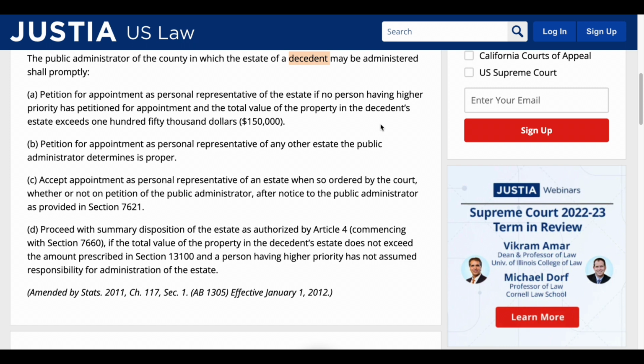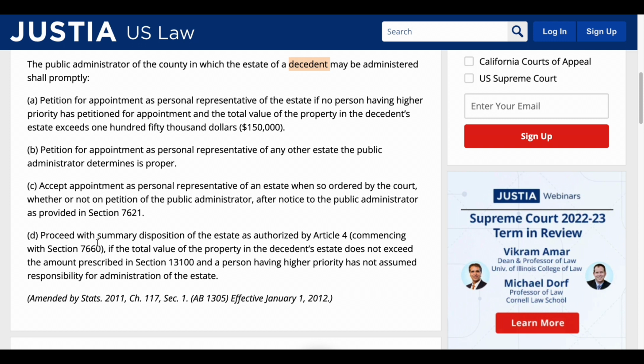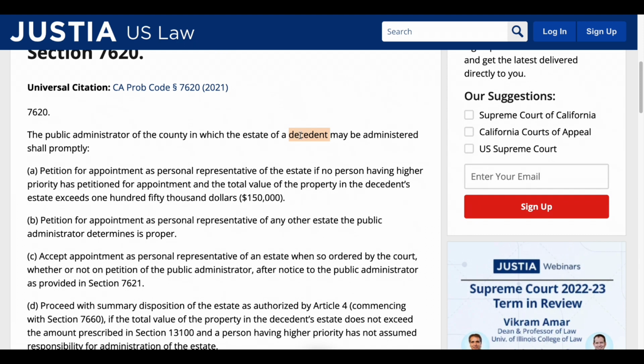So when so ordered by the court, whether or not on petition of the public administrator after notice to the public administrator, as provided in sections 2621. Priority. Proceed with summary disposition of the estate as authorized by Article 4, commencing with section 7660, if the total value of the property in the decedent's estate does not exceed the amount prescribed in section 13100, and the person having higher priority has not assumed responsibility for administration of the estate. Okay, keep in mind he's talking about decedents.